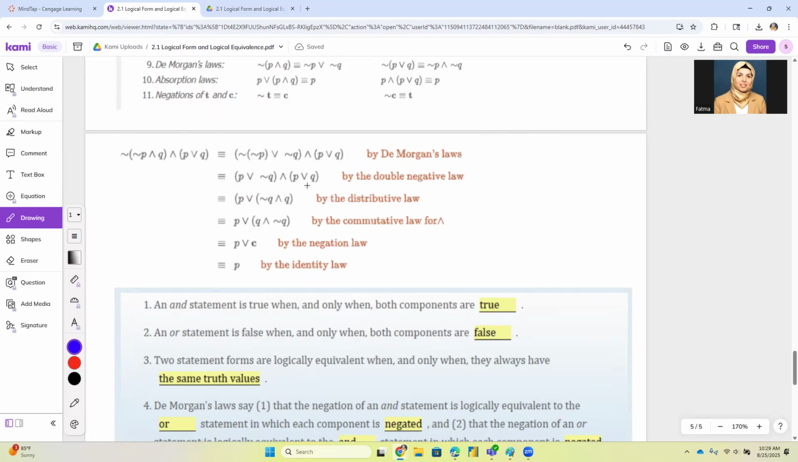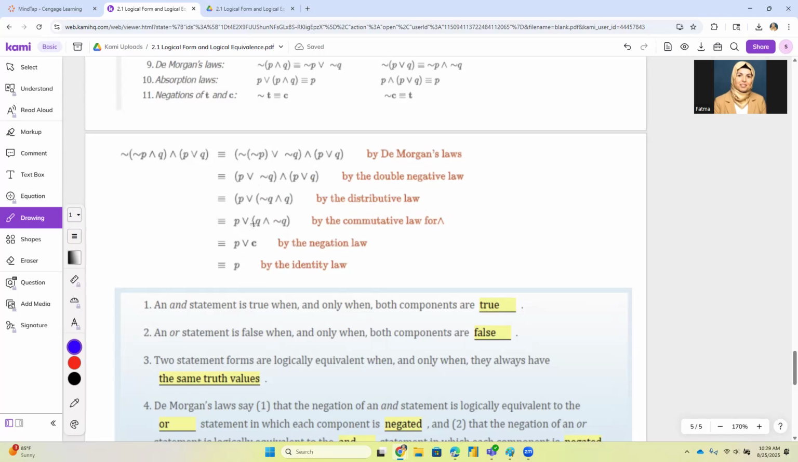Now, when we look at this question, this one has P or, this one has P or. So using the distributive law, we can rewrite this as P or parentheses not Q and Q. This is called the distributive property. When we look at this parentheses, if you change the order, if you write the Q first, keep the AND, keep the not Q, this is called the commutative law for AND. We can change the order. The truth table is not going to change. So this is the commutative law.